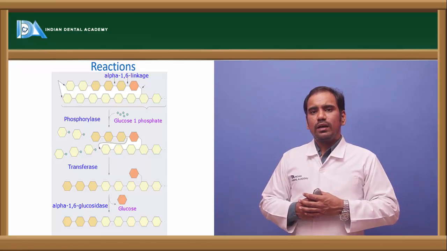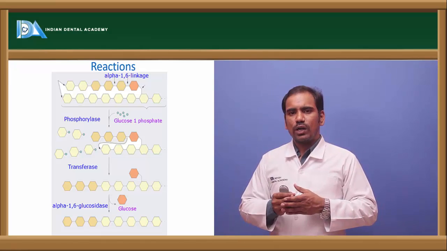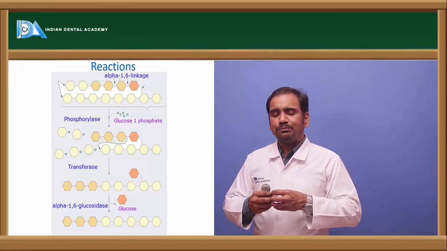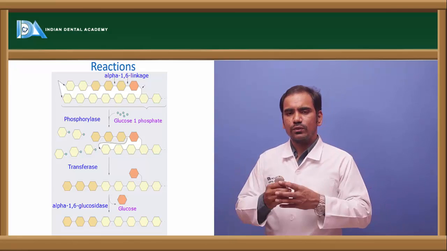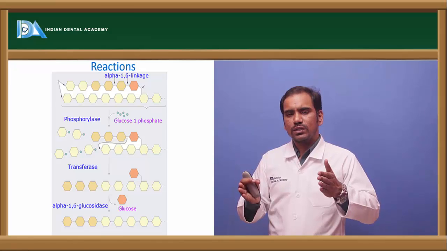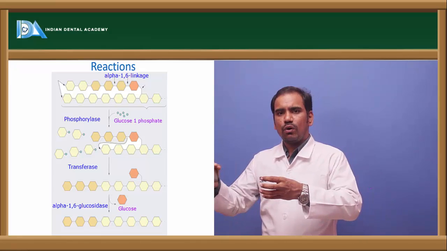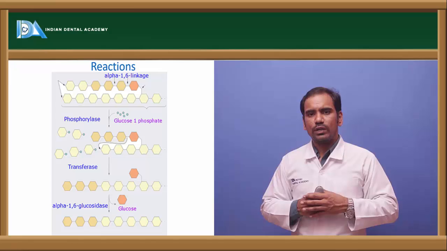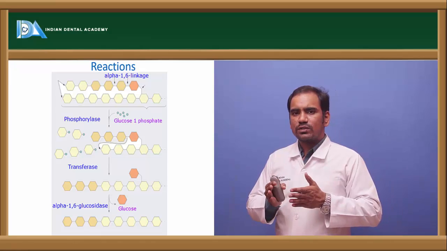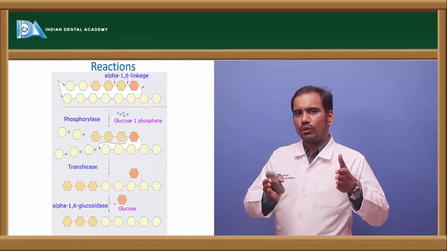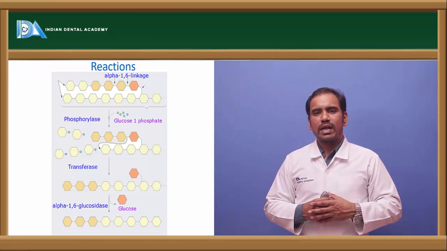Now, it has some restrictions. Glycogen phosphorylase can act on a branch, but it can remove glucose units only up to 4 residues from the branch point. So it cannot act on the glucose residues near the branch point. Leaving 4 residues from the branch point, it can remove all the glucose residues as glucose 1-phosphate. That is a restriction of glycogen phosphorylase. Once glycogen phosphorylase has removed all the glucose units, leaving 4 glucose residues from the branch point, another enzyme comes into action, called the debranching enzyme.